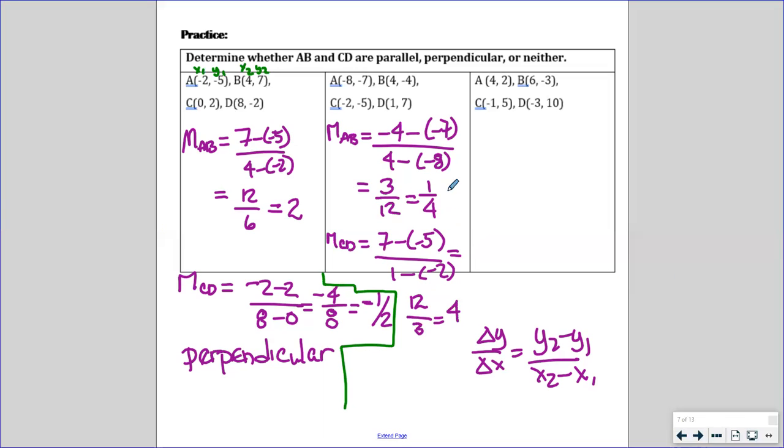So if you look at this, this one's 1 over 4, and this is 4, or you could say 4 over 1. It flipped. You might think, oh, it's perpendicular. No, it's not, because one of them has to be negated in order to satisfy the perpendicular rule. So it's neither. And it's not parallel because we don't have the same slope. So it's neither for this one.